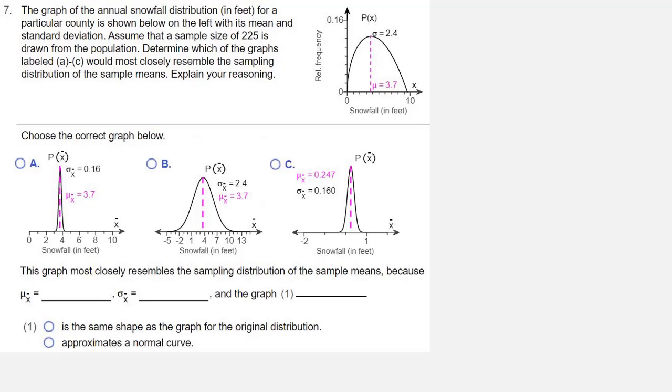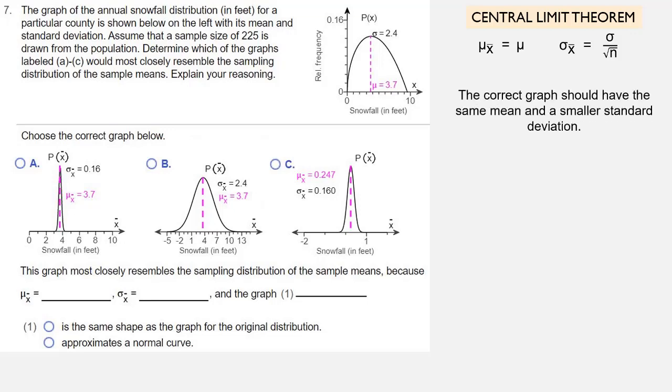In the sampling distribution of sample means, we know that mu of x bar is equal to mu, and sigma of x bar is sigma over the square root of n. So what we're looking for here is a graph that has the same mean, but the standard deviation, sigma of x bar, should be smaller than in the original problem.